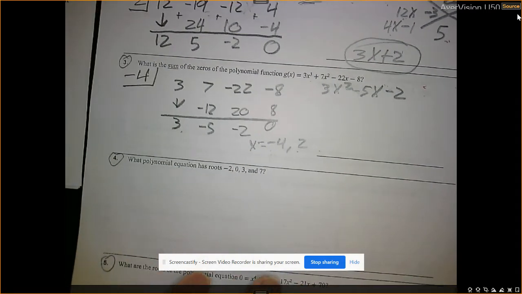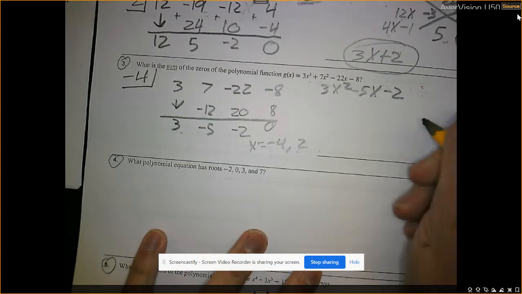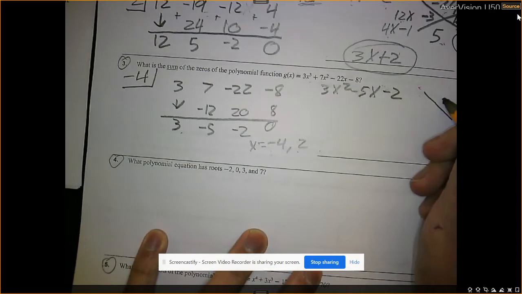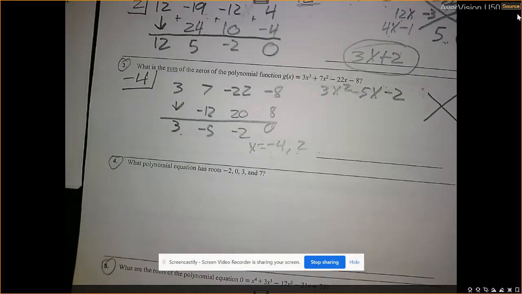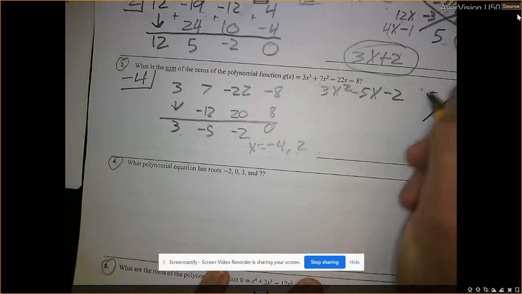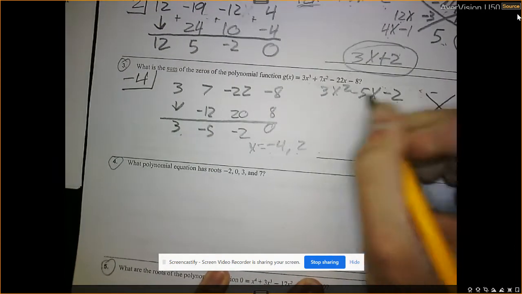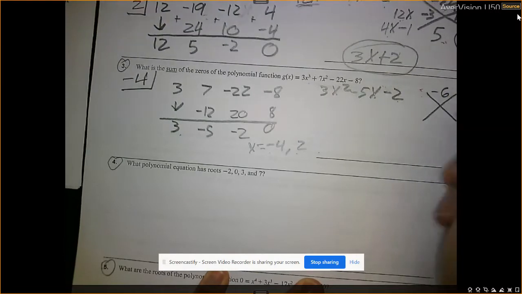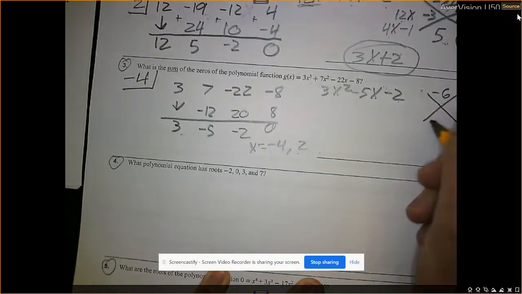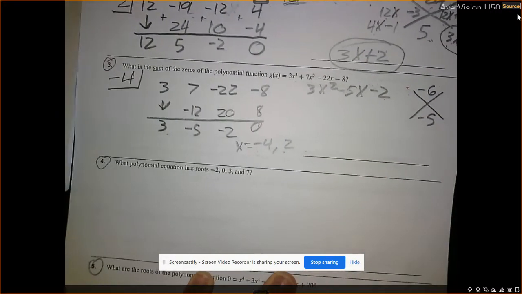Okay, and now I'm trying to factor this. So if I'm factoring this, I know it needs to multiply to c times a, negative 2 times 3, that's negative 6. It's got to multiply to negative 6. It's got to add to my b, which is negative 5.